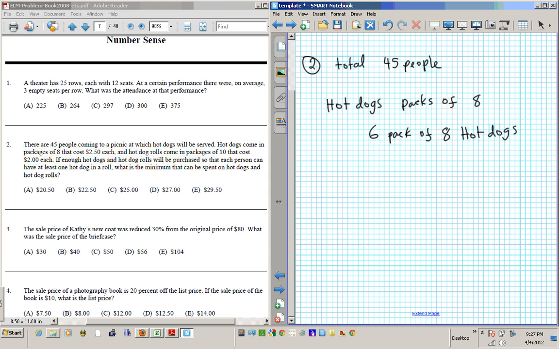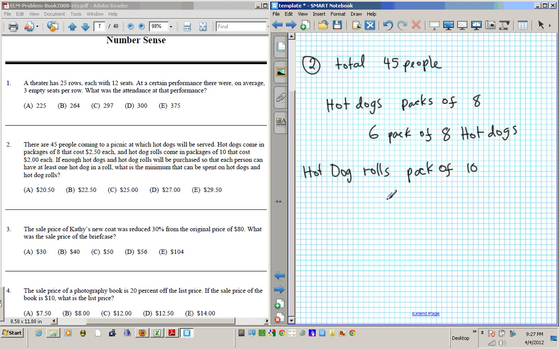And how about the hot dog rolls? Let me call them hot dog rolls. Okay. So this one, they come in packs of 10. So how many will be sufficient to cover 45 people?